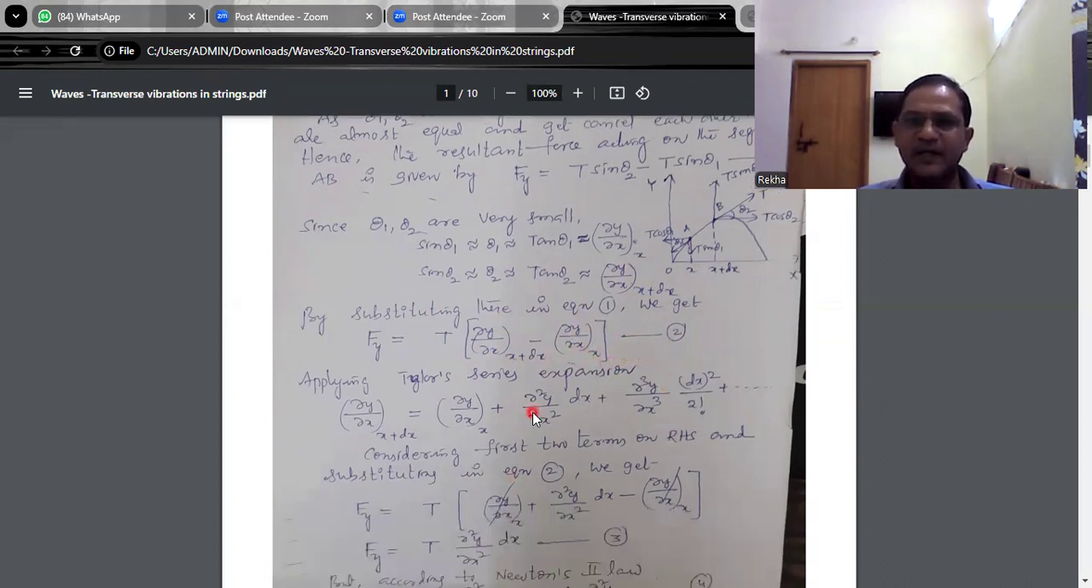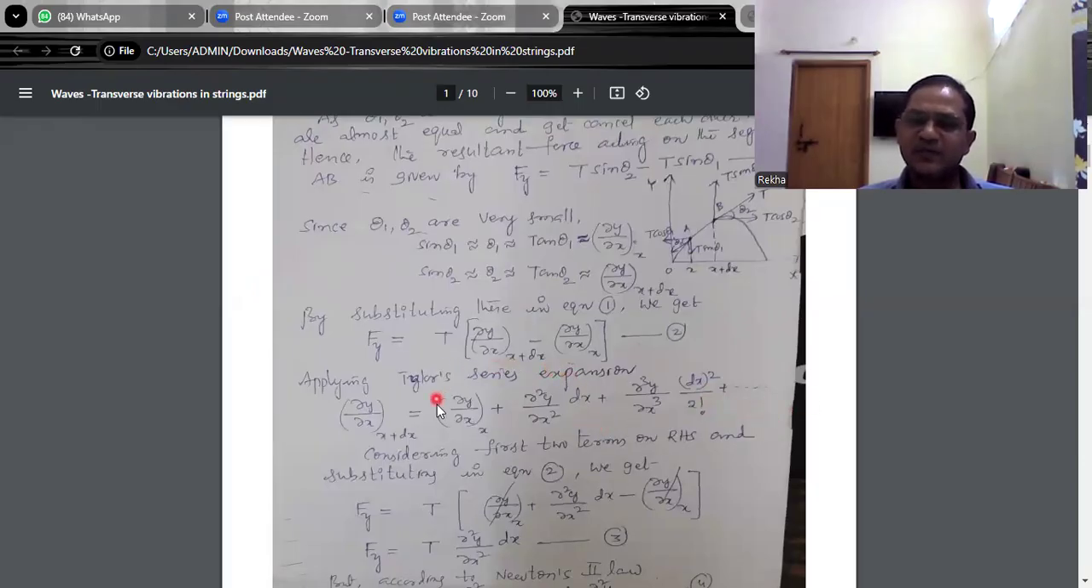But according to the Taylor series, ∂y/∂x at x plus dx is equal to ∂y/∂x at x plus ∂²y/∂x² dx plus ∂³y/∂x³ dx² by 2 factorial, and so on. This is the infinite series.